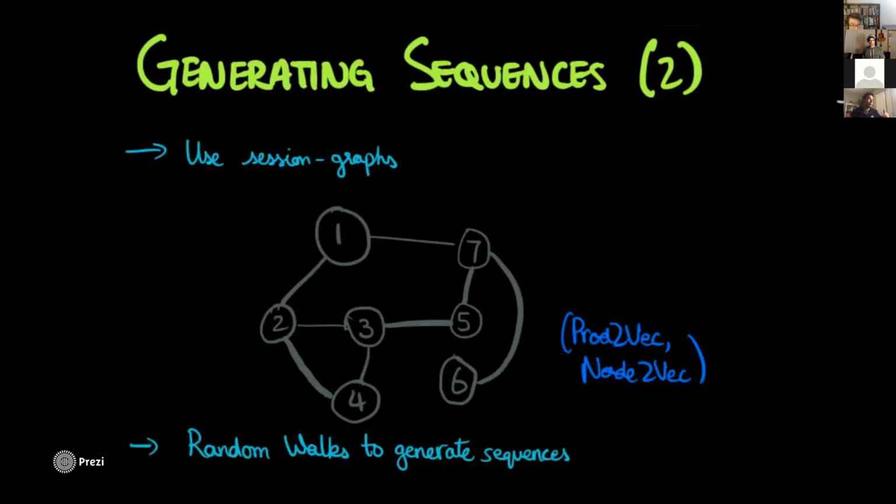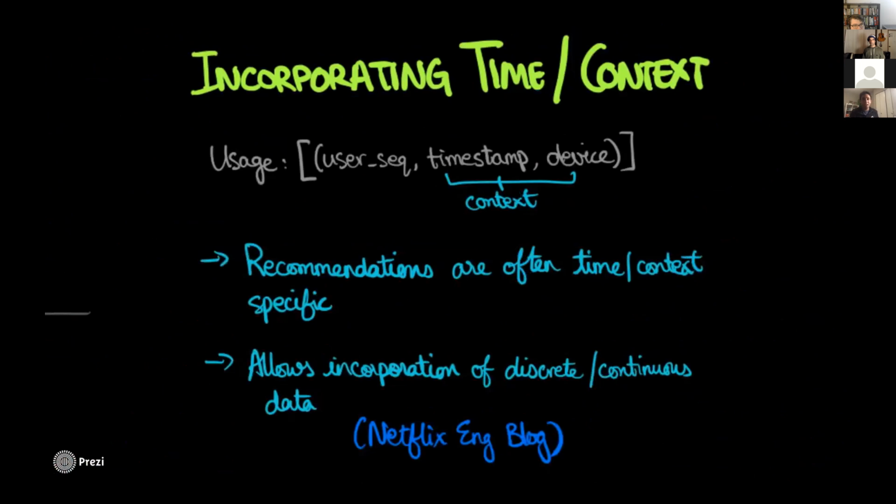You can also generate sequences from graphs. If you have interaction graphs of people click on item 1, then click on item 2. People click on item 7, then click on item 6. And the heavier weights show people do this more often. You can just do random walks in these graphs to create these sequences. Now, people have done that. There's a lot of papers like prot2vec and stuff like that.